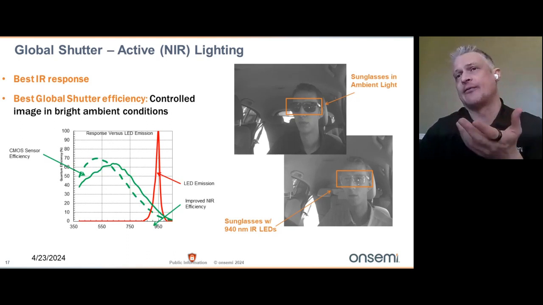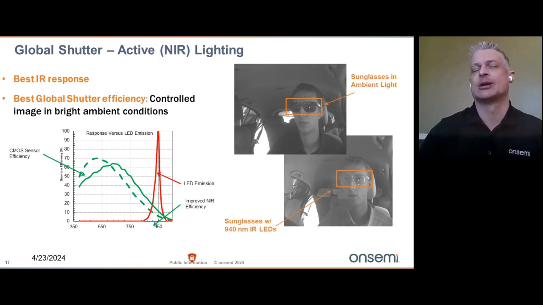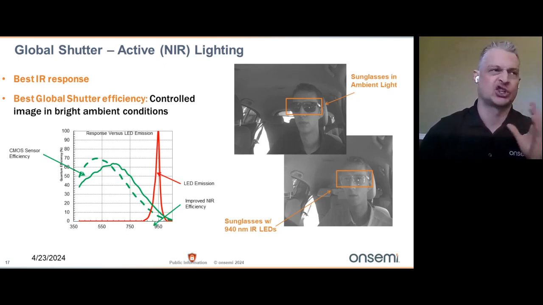And here's the case for driver monitoring where somebody's wearing sunglasses here. With infrared light, you can actually see through those sunglasses. So the three cases for the global shutter here: one is motion, two is in just extremely dark conditions, and then the third one here is really more related to the type of object that you're seeing.